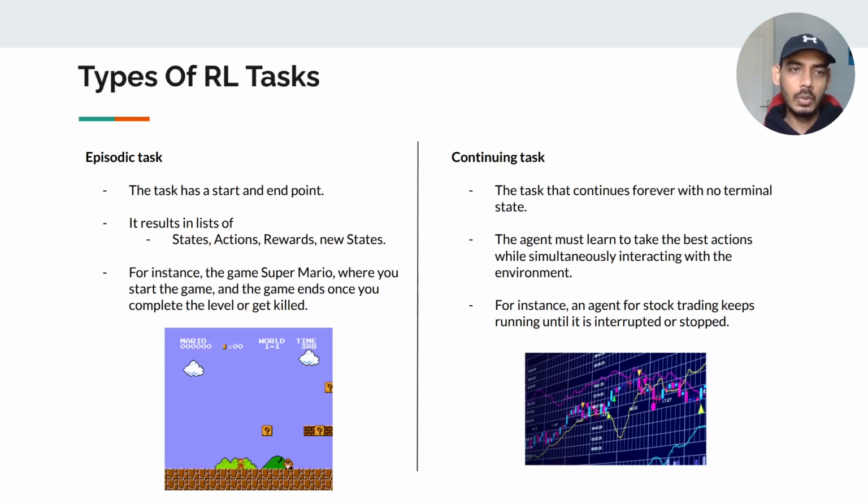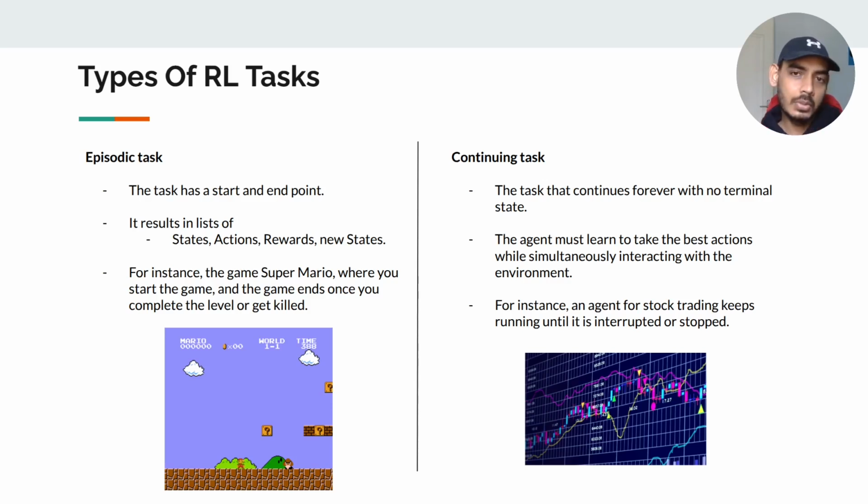So let's talk about different types of RL tasks first of all. There are episodic tasks and continuing tasks. What I mean by an episodic task is that when a task has a start and end point, it is an episodic task. And when you have such a task, there is some list of actions, states, and rewards that is possible. For instance, think about the game Super Mario, where you have a start of the game where Mario jumps and collects coins and everything, and he reaches the end point or he gets killed. There is a start and end point to the whole task.